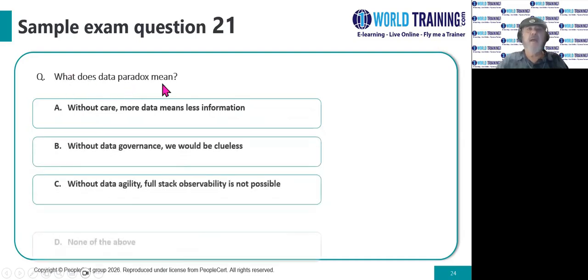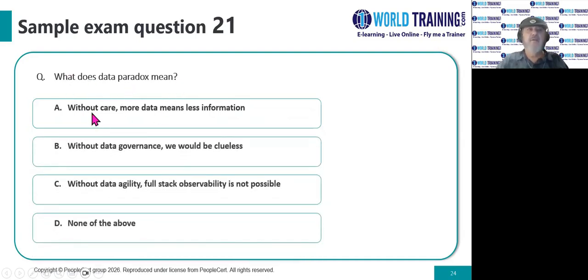What does data paradox mean? Without care, more data means less information. That's a good answer, A. Without data governance, we would be clueless. That's a little extreme. Without data agility, full stack observability is not possible. I wouldn't say that. None of the above is not a good answer. So A is the best answer.